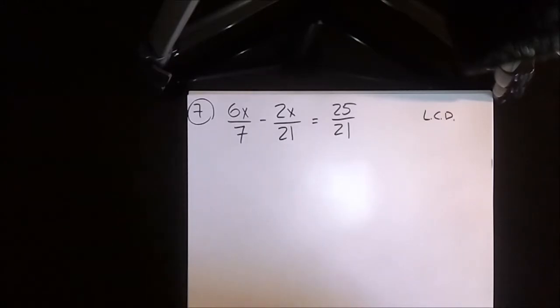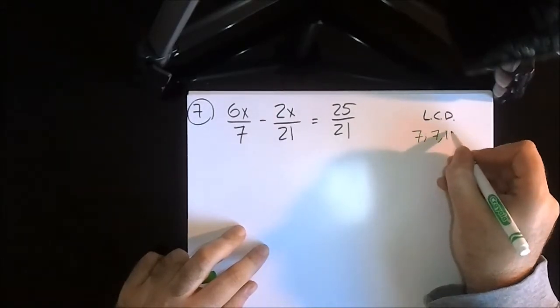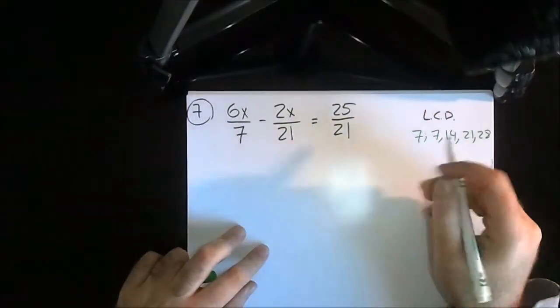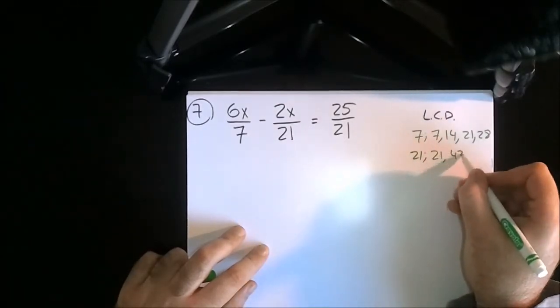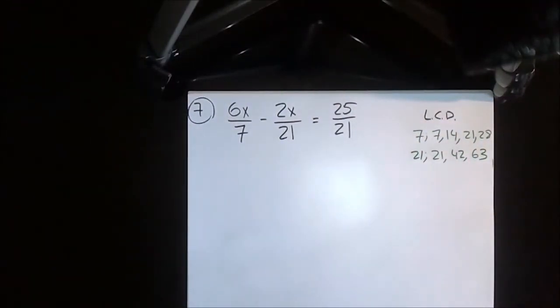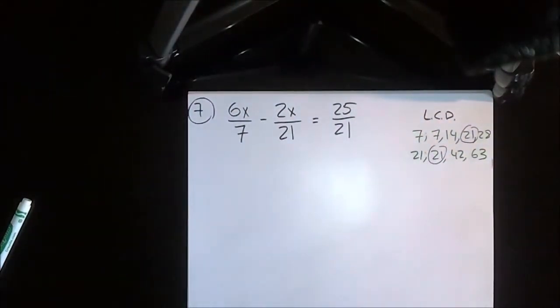So find the least common denominator between all the denominators present. I'm going to start with a 7. 7 itself, 14, 21, 28. Then I'm going to choose one of the 21s because they're both the same. 21 itself, and then 42. Then it's going to be 63. But I don't need to go any further because we already found one. We found our LCD, which is, in this case, the 21. Makes it convenient because one of the denominators is already the LCD.